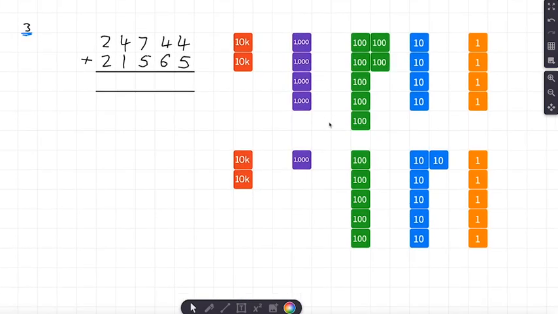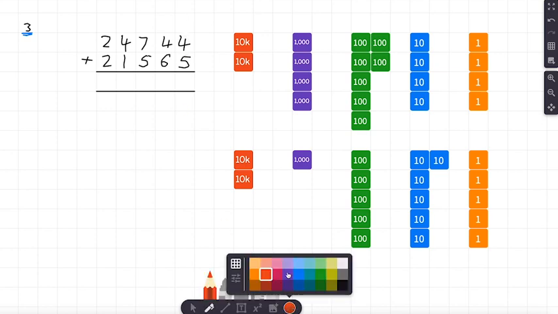On to question 3. Again, we're starting with the units, so we've got 4 and 5 is going to give us 9 to start off with.